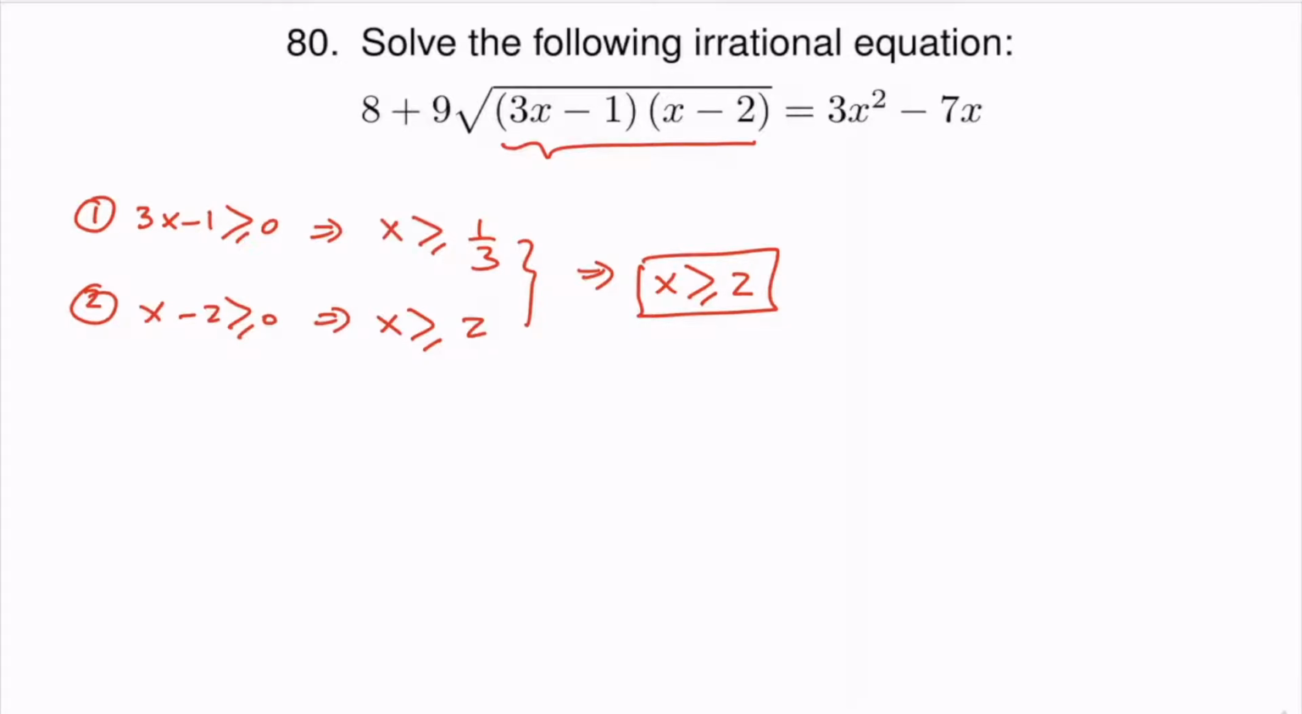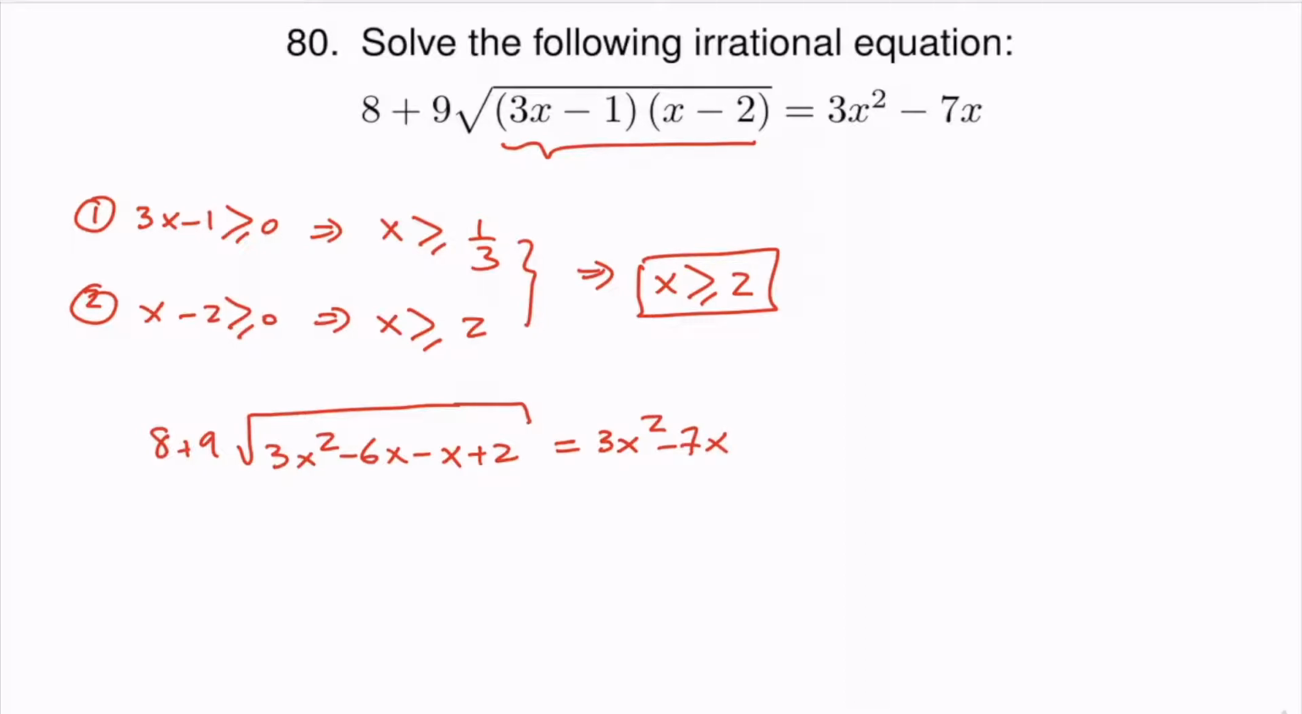Now, in order to solve this, initially we may think that if we move 8 to the other side of the equation and then raise both sides to the power 2, we'll get rid of the square root and we can solve this. But let's simplify the expression under the square root first and see if there is an easier way to solve this. So we will get 8 plus 9 square root of 3x squared minus 6x minus x plus 2 is equal to 3x squared minus 7x.